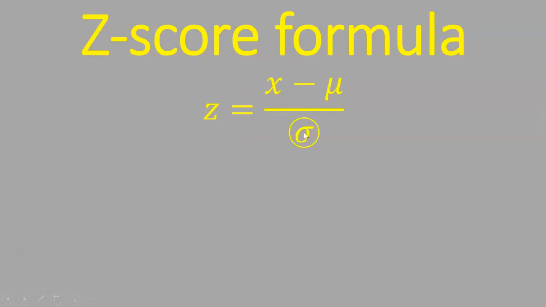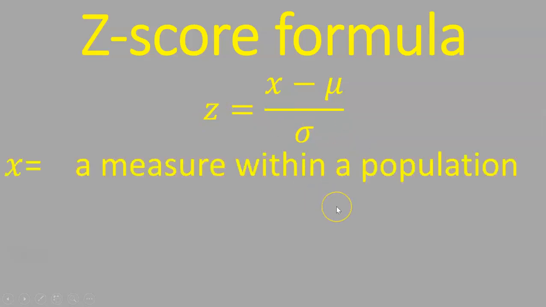You have a lot of symbols there, so let's tell you what the symbols are. Z, of course, is the z-score. X is just a measure within a population. So you have a bunch of people. We can use heights of Americans, let's say 5'5" or 65 inches. That's a particular measure within a population. That's what X is, the measure you're interested in.